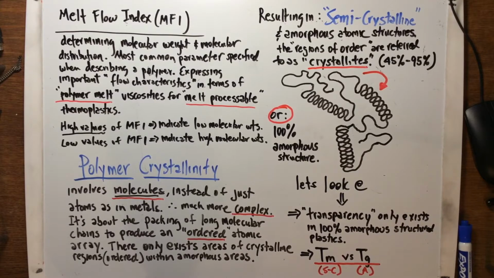As I said before, it's the most common parameter that's specified when describing a polymer because it expresses very important flow characteristics of that polymer in terms of what we call the polymer melt viscosities for all melt processable thermoplastics. Now, polymer melt is just a term that they use for describing the plastic or the polymer as it's being melted in a plastic processing machine.